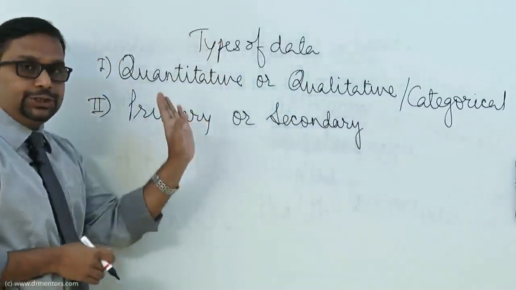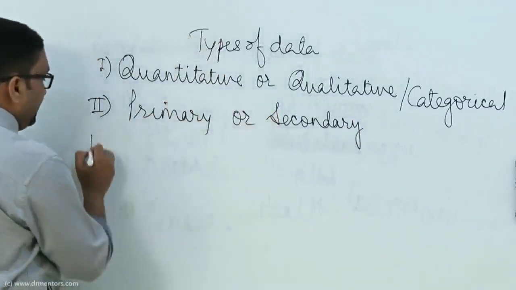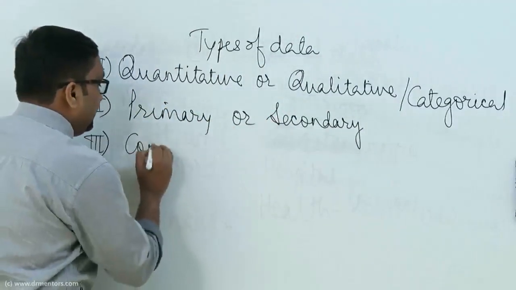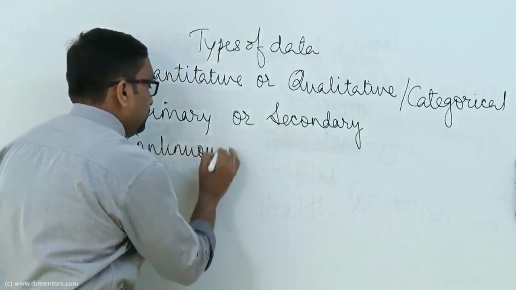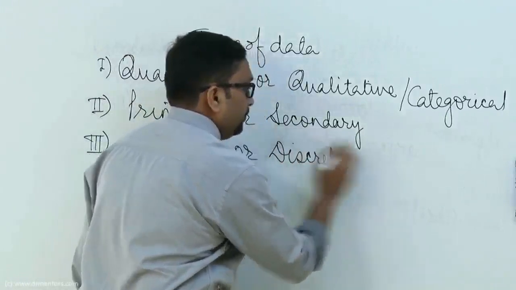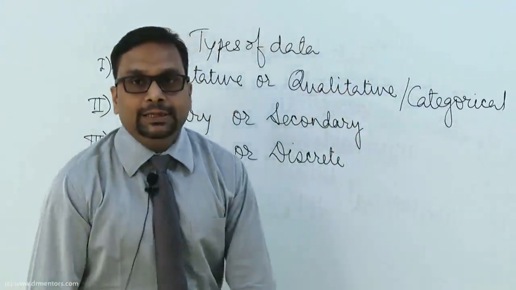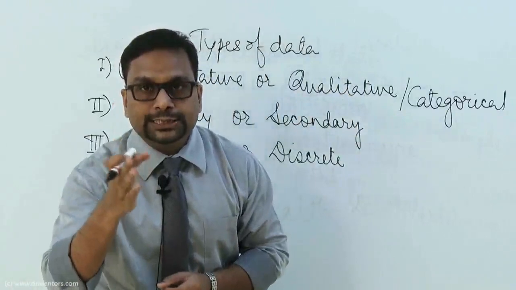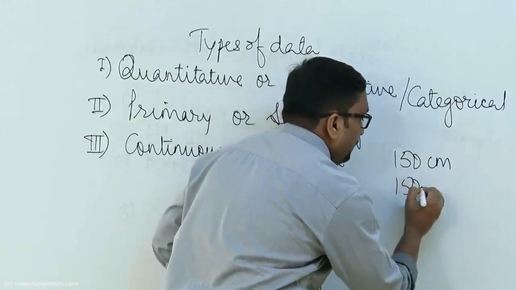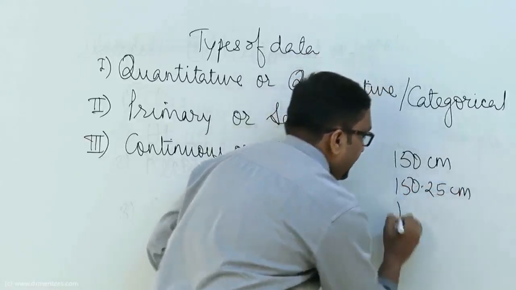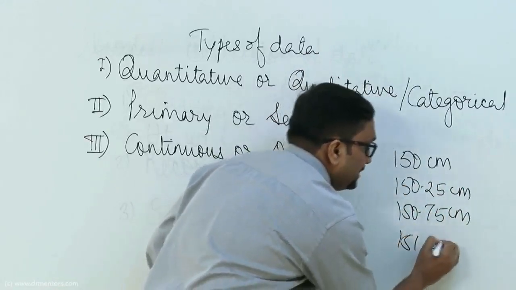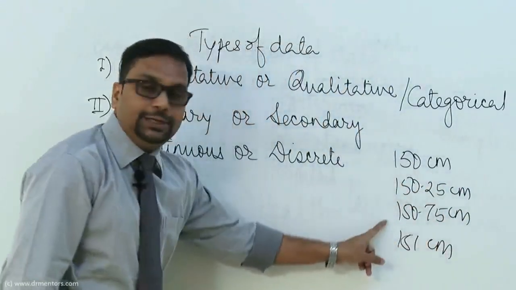So second classification, primary data and secondary data. Third classification of data says data is either continuous or data is discrete. Now to understand this, I'll give you an example. Suppose I am taking the height of students in this class. That height can be 150 centimeter, it can be 150.25 centimeter, it can be 150.75 centimeters, or it can be 151 centimeter. So it can take any value in between.